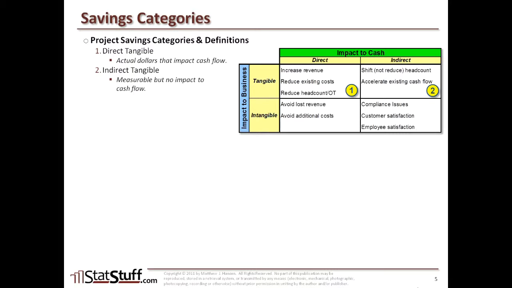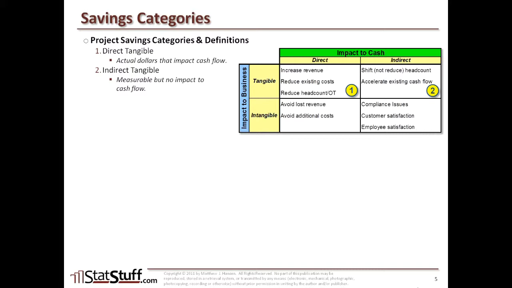So the examples here are shifting headcount. We're not really reducing headcount, but we save some time and labor for what our existing employees are doing, but now they're doing something different. We didn't really eliminate them, so we didn't reduce any payroll off of our operating expenses, but now they're doing different types of work. Well, that's really shifting our headcount. So it's, again, not impacting the bottom line, but it does still make a measurable impact to the business.